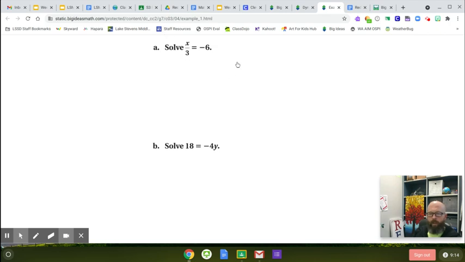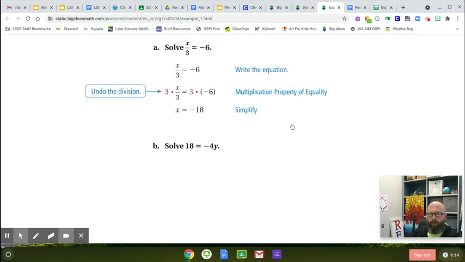So let's have these steps handy when you're doing your assignment, and the steps are in blue. So first you want to write the equation on paper. So you have x over 3 equals negative 6. Then you're going to use the multiplication property of equality and undo the division. So because this is x divided by 3, if I multiply both sides by 3, these cancel out, and I'm left with just x on the left. And then I multiply 3 times negative 6, and I get negative 18.